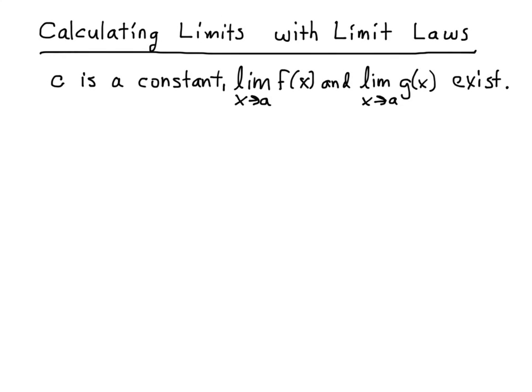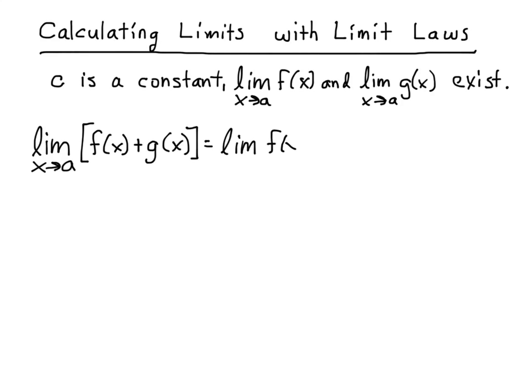Just get an intuitive feel for these rules, and don't worry about memorizing them verbatim. What we're looking for here is just an understanding. So let's say I'm going to use c as a constant, and I'm going to have two limits of two different functions, f of x and g of x, approaching the same value a, and I'm going to stipulate that those limits exist. Okay, so we're going to look at what we can do with various combinations of these things.